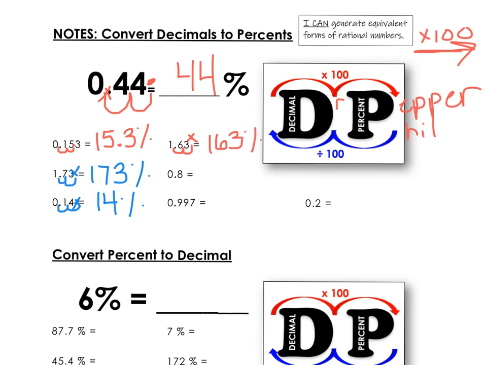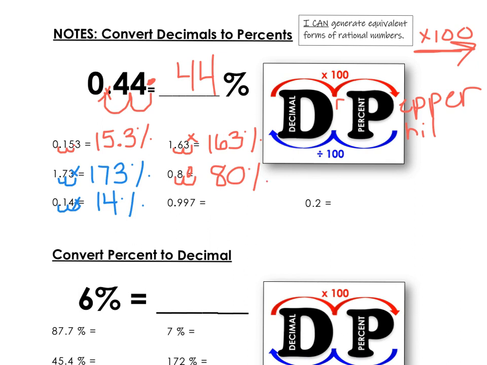All right, now let's look at this one. The 0 and 8/10. We're still going to multiply by 100. So that means we're going to move our decimal twice to the right. So we're going to go 1, multiply by 10. 2, we just multiplied by 100. When there's nothing there, remember, we're going to fill it in with 0. And 0.8 now becomes 80%.